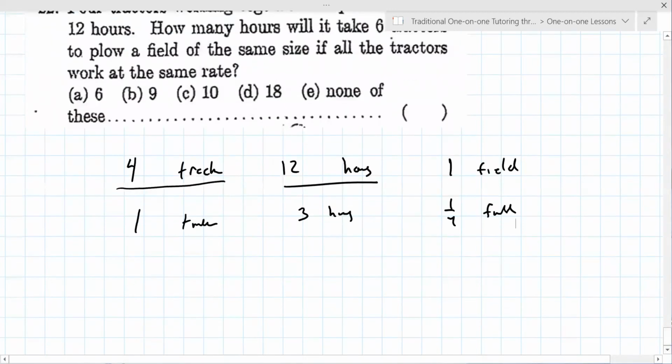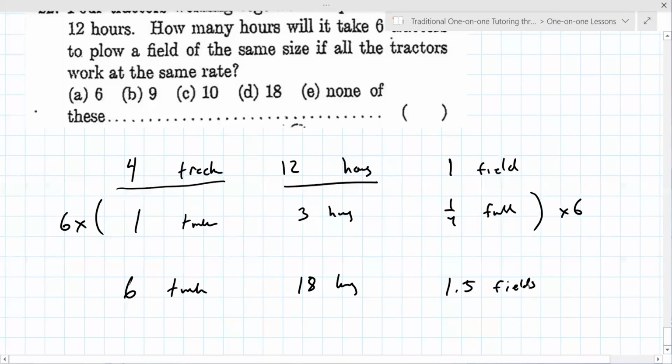If we multiply by 6, we get 6 tractors, 18 hours, and we're multiplying everything by 6. So we get 1.5 fields done. So basically we took too long, we didn't have to go all the way. So we end up taking 2/3 of this number. So this is like 3 halves. So 2/3 of it and 2/3 of this, but that gets us back. Yeah. There's something not quite right here.